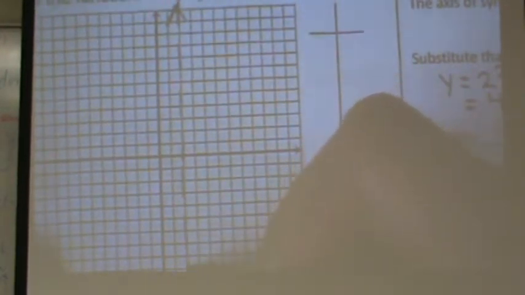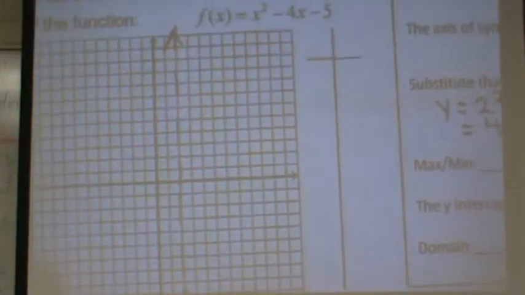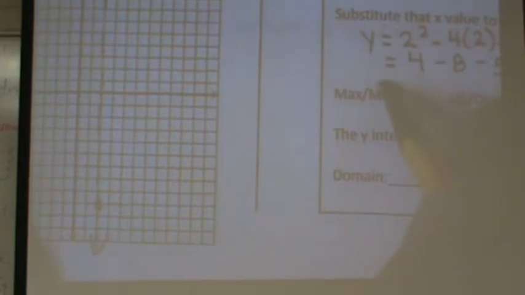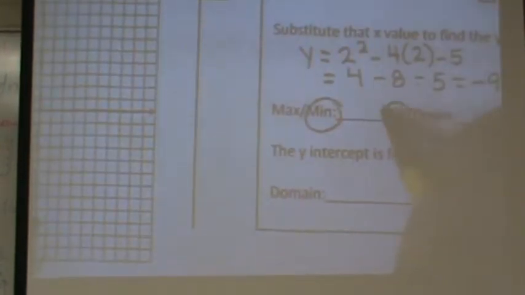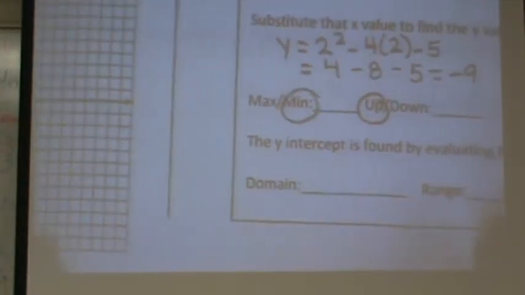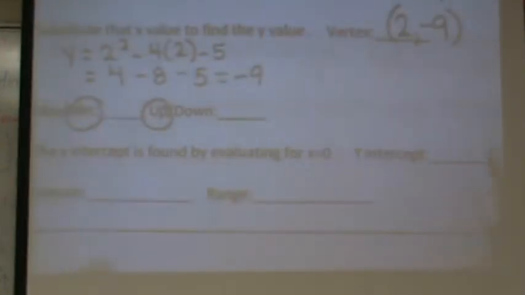1, 2, 3, 4, 5, 6, 7, 8, 9. Put a dot. Okay, now, is this gonna be a maximum point or a minimum point? Minimum. Is this gonna be up or down? Up. Can you tell me the y-intercept of this? It's very easy. -5. Can you graph 0, -5?